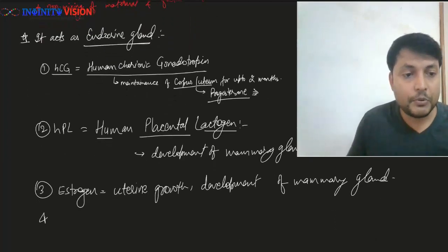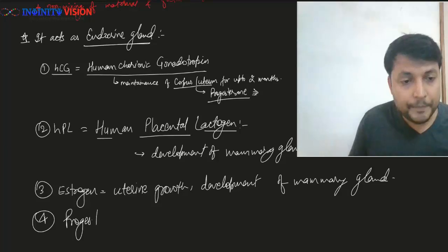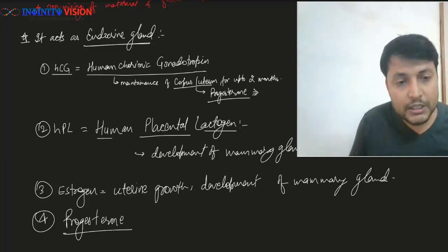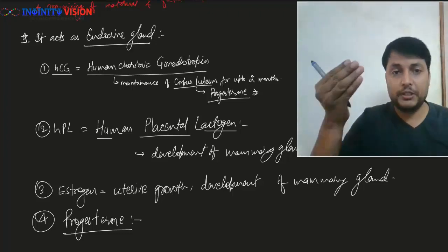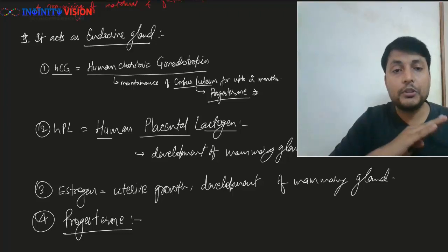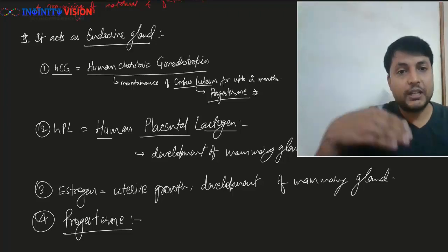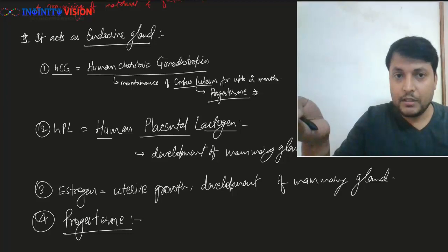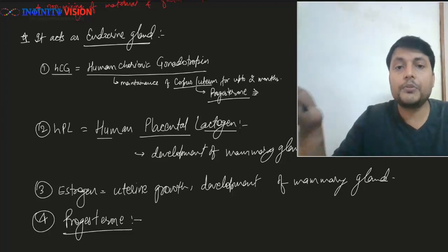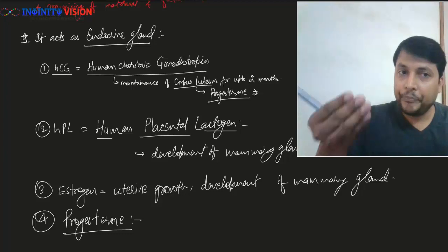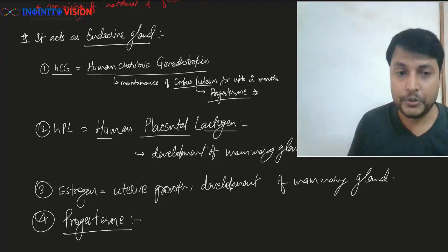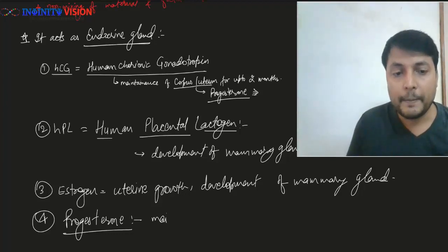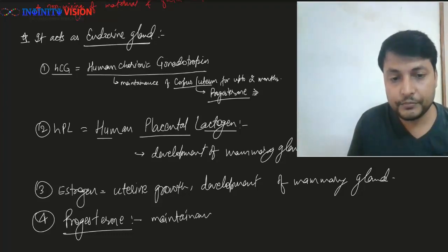So see, the progesterone is initially secreted by the corpus luteum. Up to the second month, it is mainly secreted by the corpus luteum, but after 2 months, the corpus luteum is going to degenerate and become corpus albicans, right? After that, who will produce the progesterone? The placenta itself. Okay, so the placenta itself keeps on producing the progesterone, which is responsible for the maintenance of pregnancy.